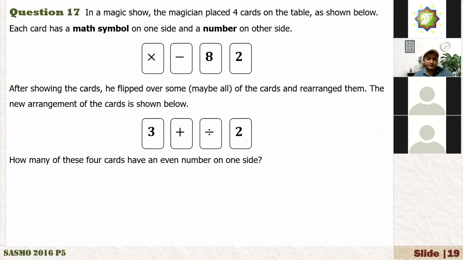Ismail, read the question. In a magic show, the magician placed 4 cards on the table, as shown below. Each card has a math symbol on one side and a number on the other side. After showing the cards, he flipped over some, maybe all, of the cards and rearranged them. The new arrangement of the cards is shown below. How many of these 4 cards have an even number on one side?